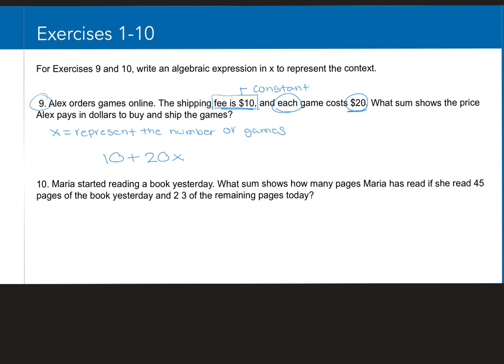So now I want you to pause the video again, and I want you to try number 10 with your elbow partner, or you can try it on your own and then collaborate with your elbow partner, and then we will come back together and work on it. One quick thing before you pause, this is the fraction of 2/3. So right here is a fraction of 2/3.